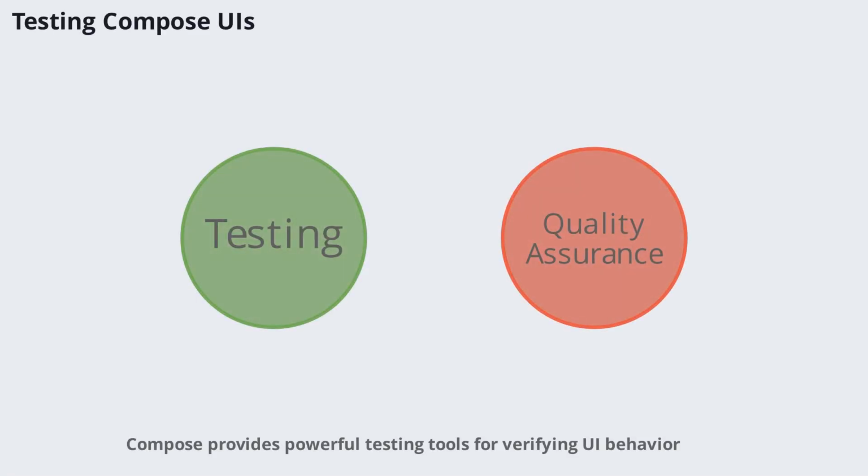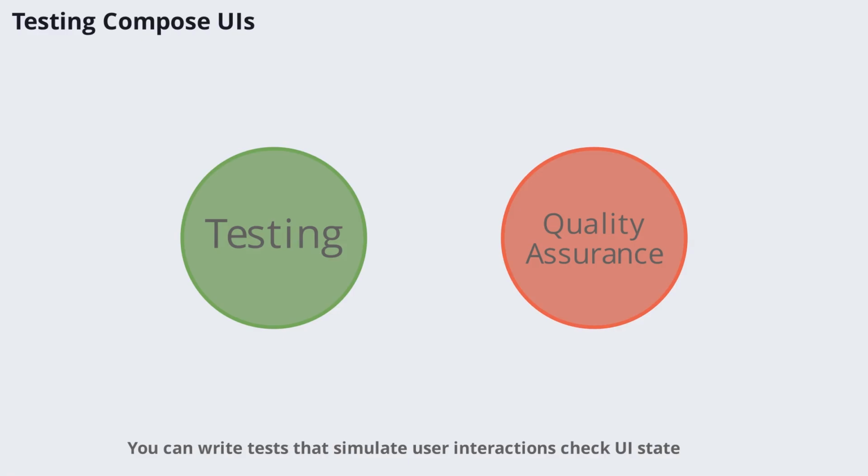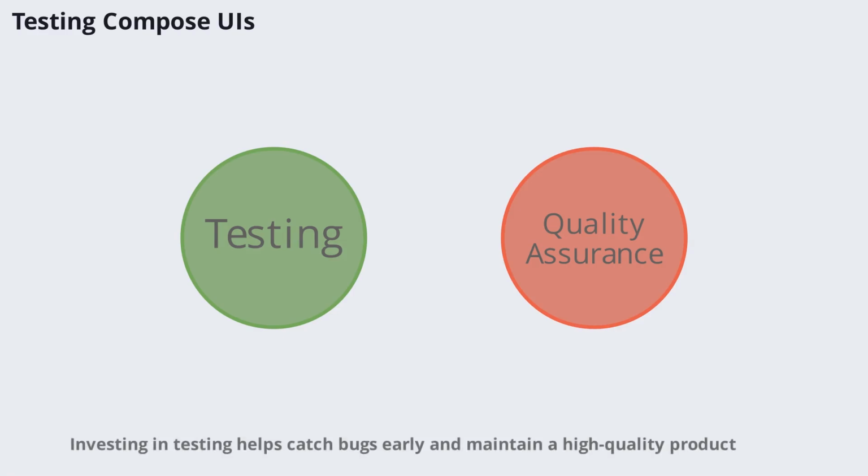Compose provides powerful testing tools for verifying UI behavior. You can write tests that simulate user interactions, check UI state, and ensure your app works as intended. Investing in testing helps catch bugs early and maintain a high-quality product.